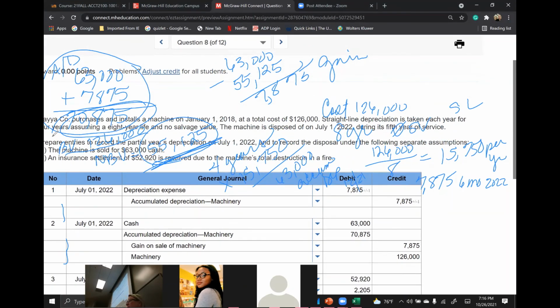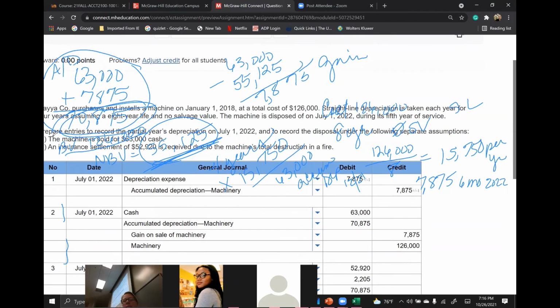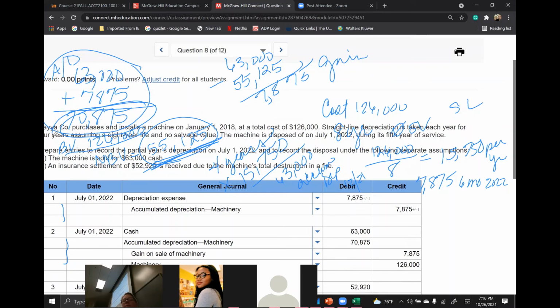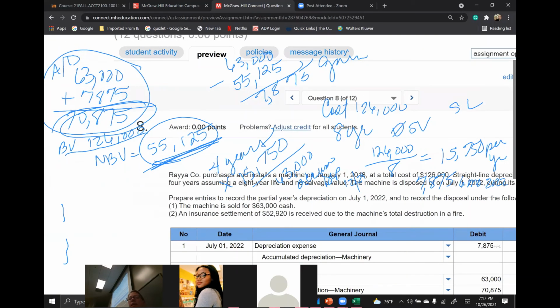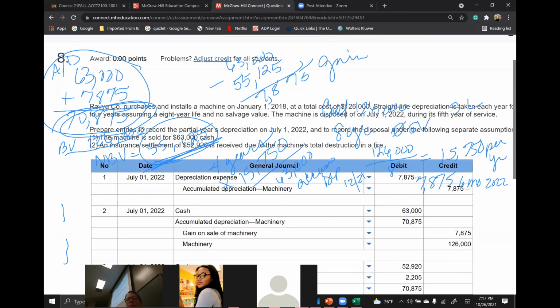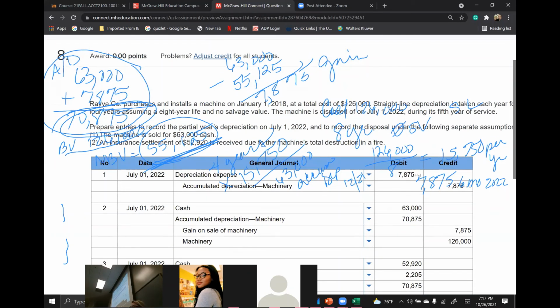So there's my cash coming in, 63,000. My accumulated depreciation, 70,875, because I'm clearing that out. Here's my credit to machine for 126. The difference, which we calculated already, we sold it for more than that 55,000. So 55,000 was what the net book value was. We sold it for 63. So we already know our gain is 7,875. So there's the credit to gain 7,875. Okay, so that removes everything, records the gain.